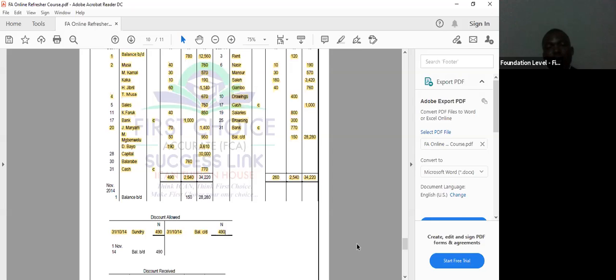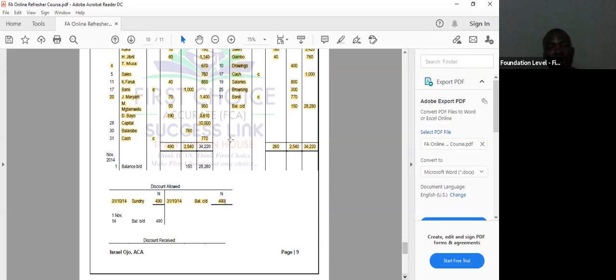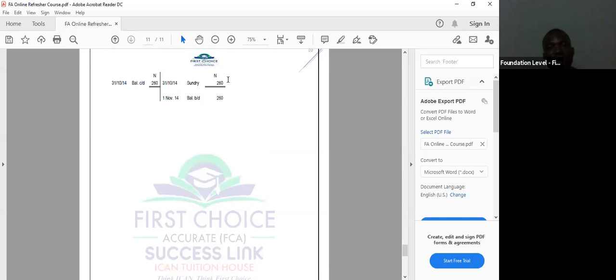The same thing also applies to discount received. Discount received is treated as income. So it will be credited. So the sundry account will be on the credit side, which is 260. Then after that, we have the balance carried down. Like I said, the reason why we have the balance carried down is because it's not the end of the year. If it's the end of the year, what we are going to have here is profit or loss.